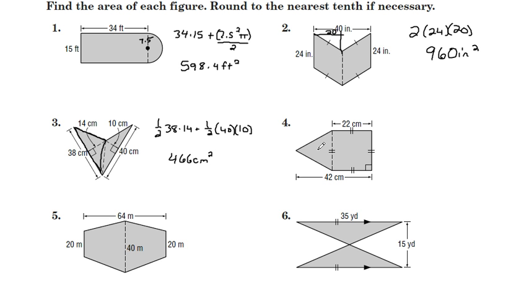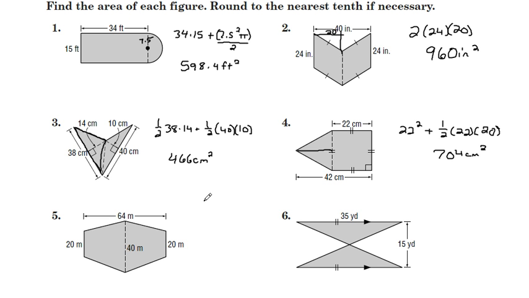For number 4, we have a triangle and a square. I can take care of the square easily, 22 squared. We need to add to that the triangle, 1/2 base times height. Well, the base is going to be the same as the side of a square, 22. The height, distance from here to here, well, we know the whole distance is 42. 42 minus 22 is just 20. The height is 20. Putting all this in the calculator, 22 squared plus 1/2, 22 times 20 yields 704 square centimeters.